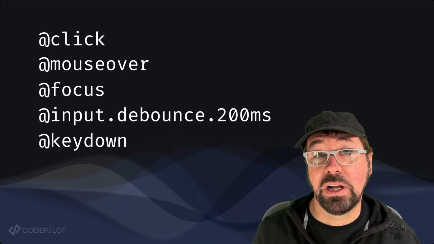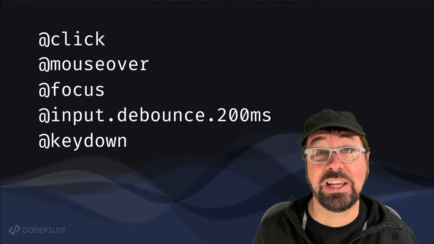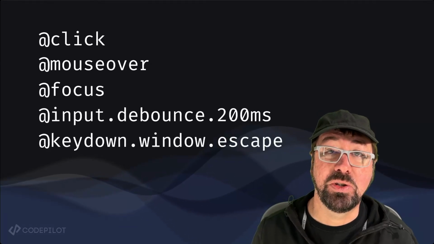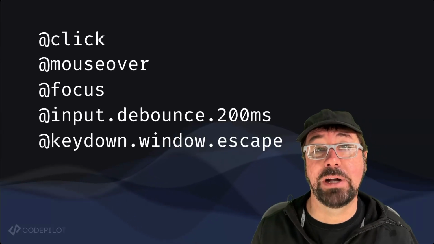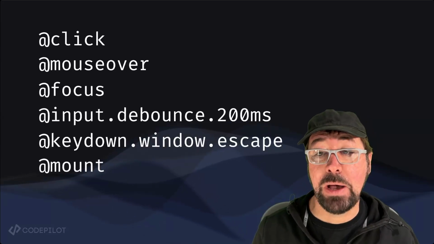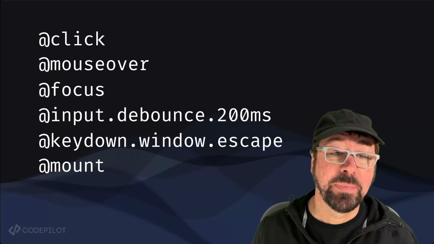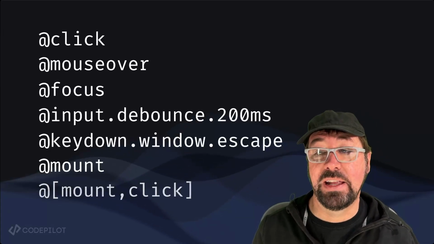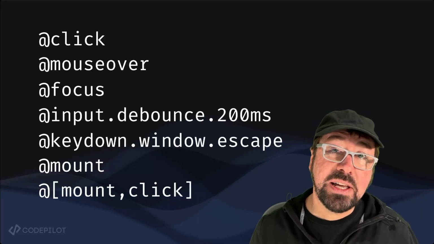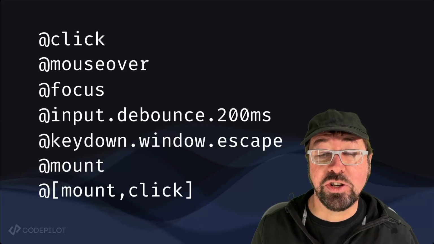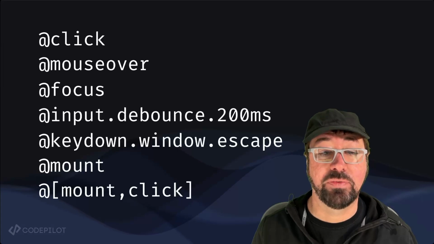Another example would be for a key down. You might want to listen on the window object, and you might want to specify which key you're listening for. That's pretty easy to do as well. In addition to that, there are special events that aren't real browser events. One very useful one is mount. So anytime this element appears in the DOM, this event will fire. And you can even specify more than one event at a time, just using kind of an array-like syntax like this. So these can all be used in both ZSwap attributes as well as ZAction attributes. And it's the same syntax for both.